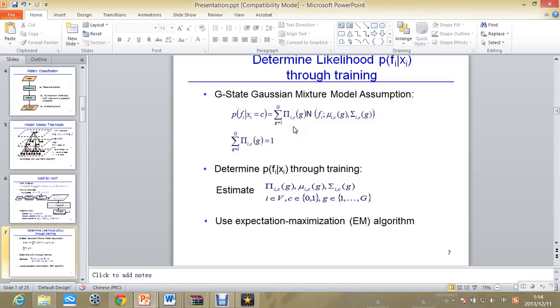And this part, the mixture weights. This satisfies the constraint that the sum of the weights equals 1.